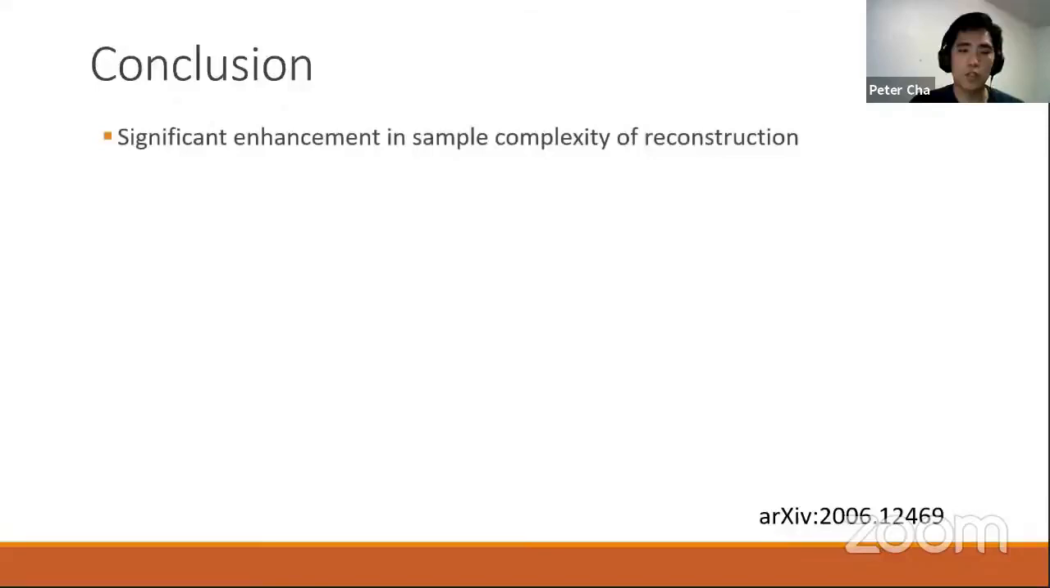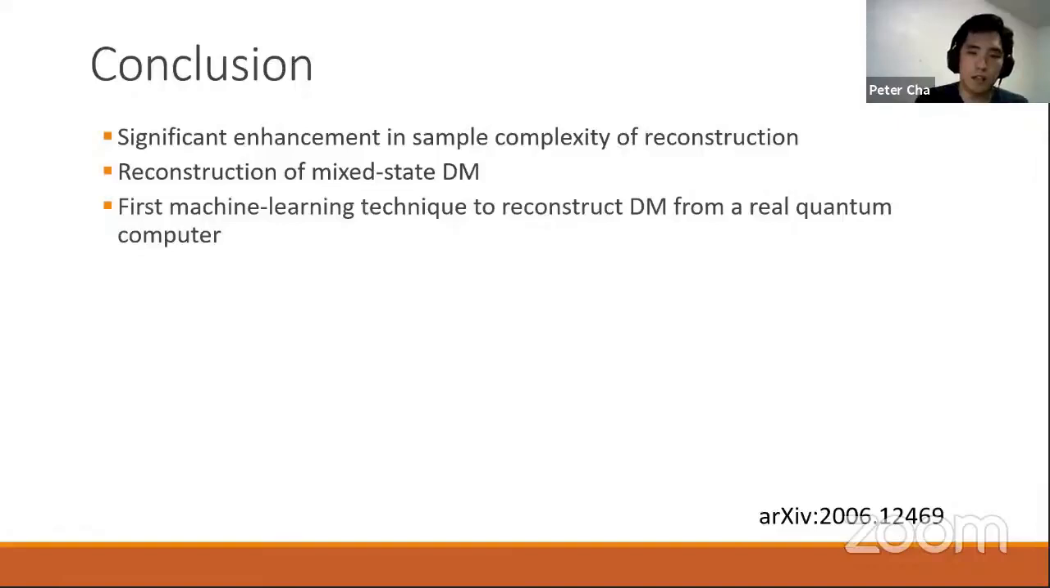So in conclusion, we've demonstrated in this work that the AQT represents a significant enhancement in sample complexity of reconstruction compared to previous machine learning approaches, requiring much less sample size to achieve the same level of fidelity. Next, we've also demonstrated that the AQT is capable of reconstructing mixed state density matrices in our simple faulty qubit model. Finally, we've demonstrated that AQT is the first machine learning technique to reconstruct the density matrix using data from a real quantum computer on a level comparable to what is available with pre-existing methods such as maximum likelihood estimation.